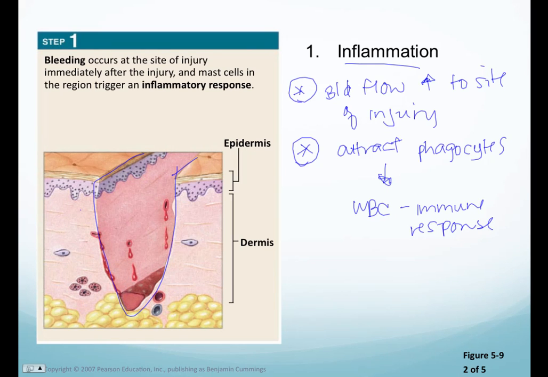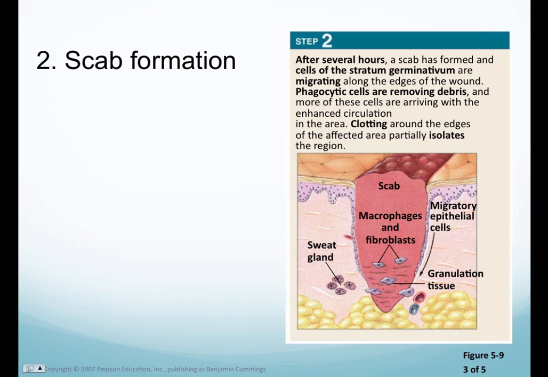Now, why do you want more blood flow? Well, we have platelets within our blood, and they can help start clotting this area. We can also have these white blood cells, which can start engulfing anything foreign that has entered into our skin. Now, the second thing that happens once you have a cut is what's called scab formation.